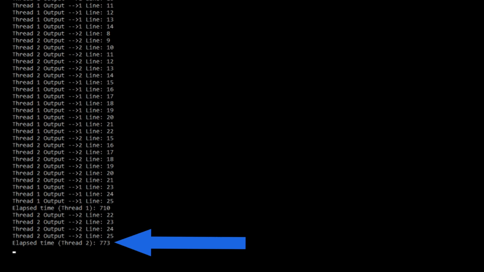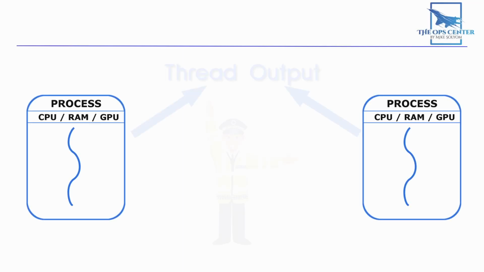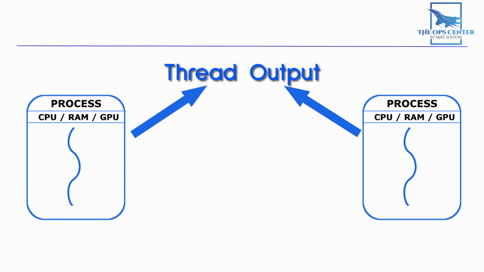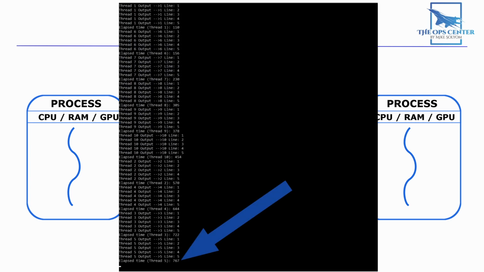Look at the elapsed time. When we did this with the single thread, it was 785 milliseconds. Now it's 773. That isn't much of an improvement. So what went wrong? Nothing's actually wrong here. It's just that a thread that's been told to stop and wait is going to do exactly that. It's not working while it's waiting in line to update the shared resource. So in the end, we didn't really save much time. Even when we split it up among 10 threads, we only get down to 767 milliseconds.